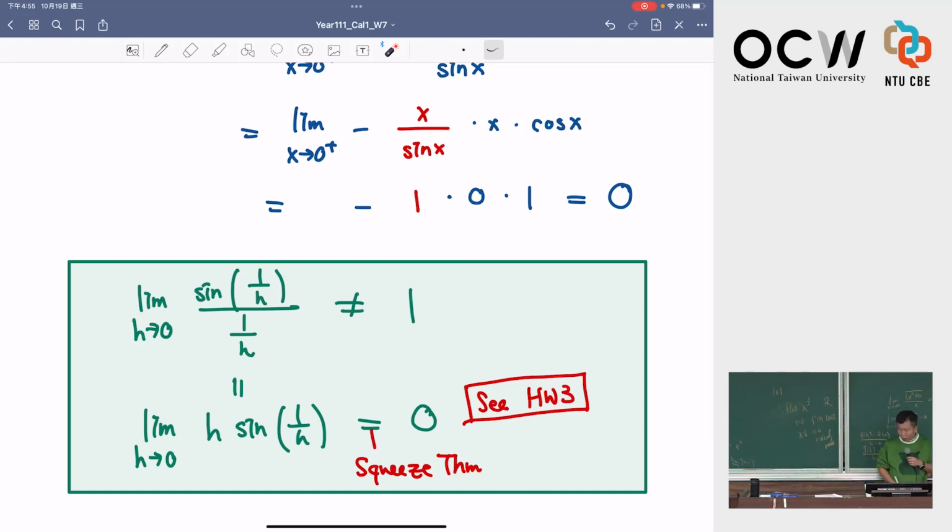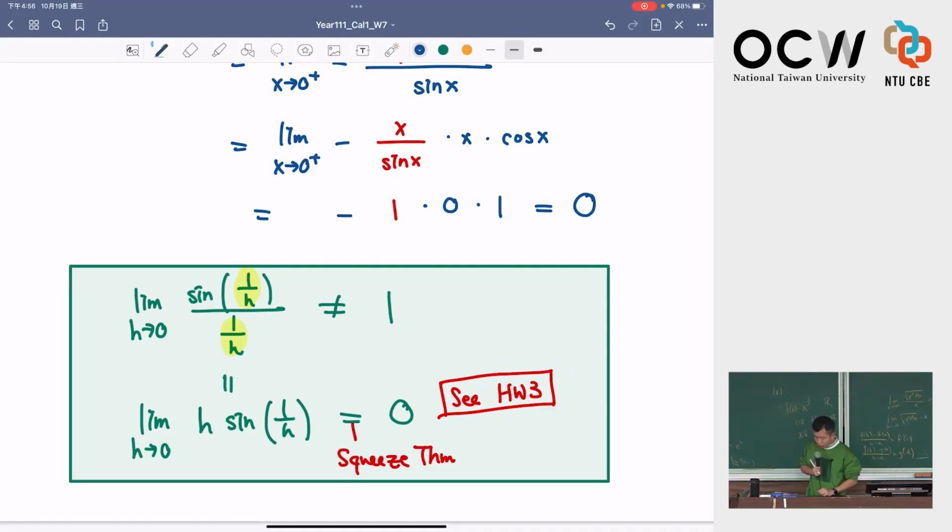Because to apply your squeeze theorem, you need to make sure that the guy in the middle has to go to 0. However, as h goes to 0, 1 over h does not go to 0. So you cannot apply your squeeze theorem here. Don't abuse your squeeze theorem. That's the point I want to make.